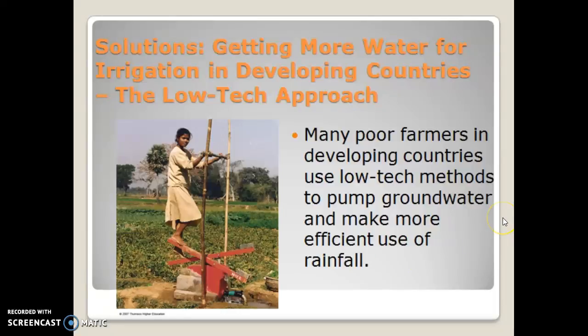So we're still talking about how we get water from one area to the other. In some areas, they don't have the technology available, like we do here in the United States, and so they have to use some more low tech kind of methods. So in this one, you're looking at a pump, but it's a pedal powered pump.